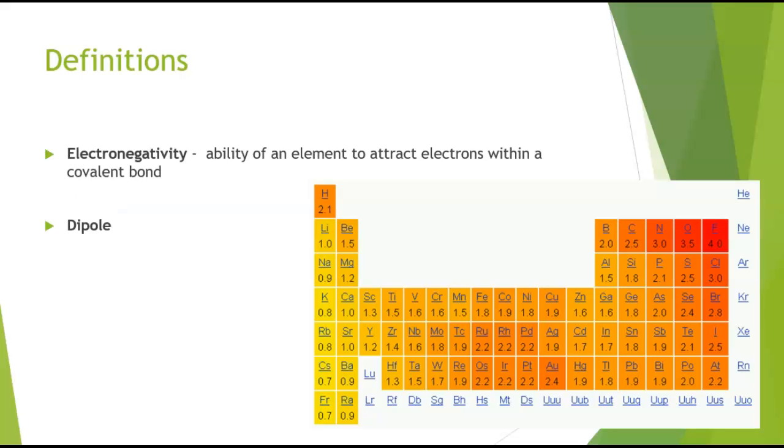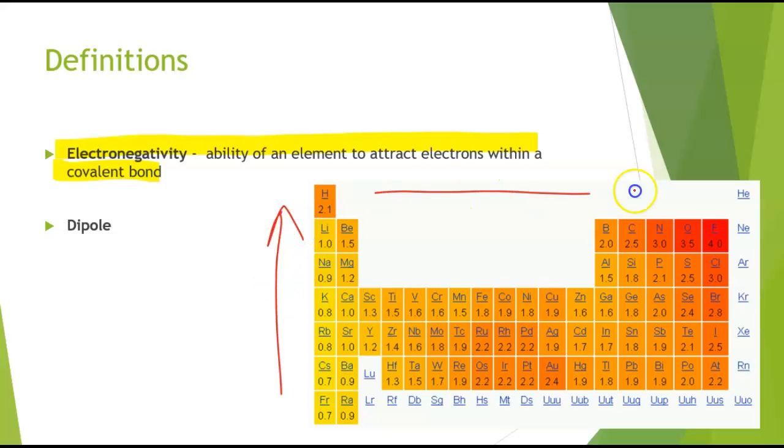If you remember from before, we talked about electronegativity as being the ability of an element to attract electrons within a covalent bond. And so what we found is that electronegativity increased as we went up the periodic table and as we went to the right on the periodic table. So our most electronegative atom was fluorine. And so it really wants to hog the electrons and steal them whenever it's in a bond.